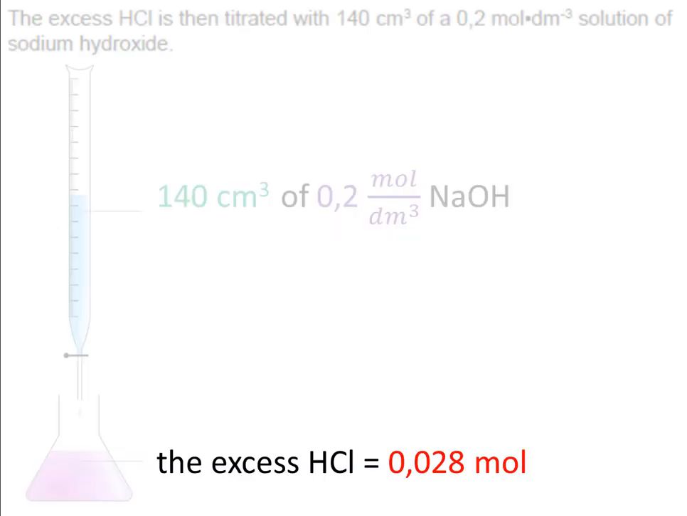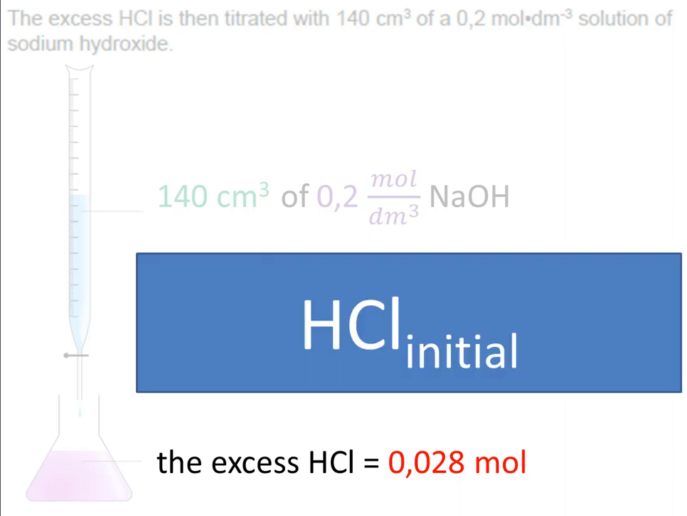So now we know that the hydrochloric acid that we used in this titration contained 0,028 moles HCl. And remember that this was the amount of HCl that was in excess from the reaction with the shells.